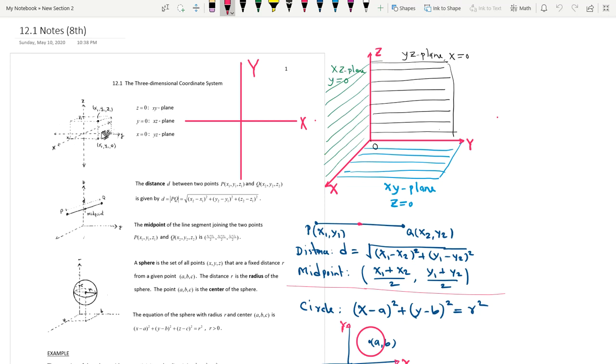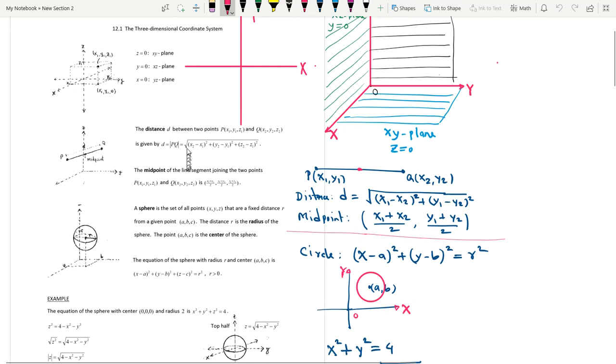So in our example, the xy plane is this one, where z equals 0, and the xz plane is this one where y equals 0. Similarly, the yz plane.